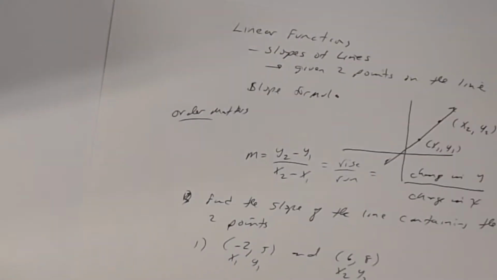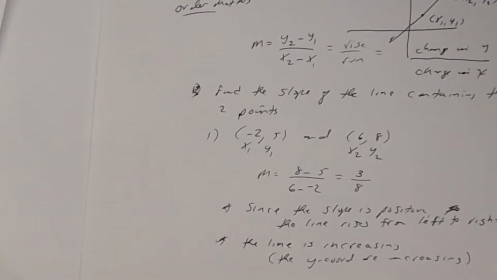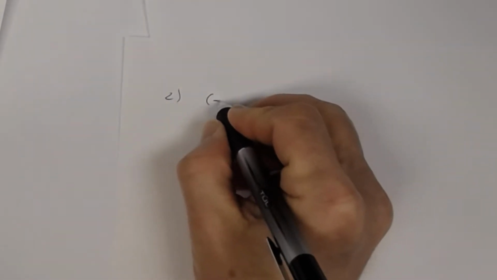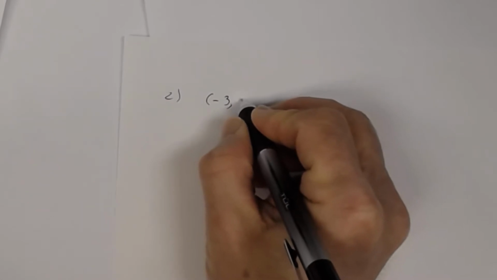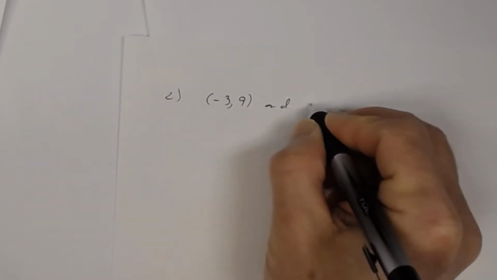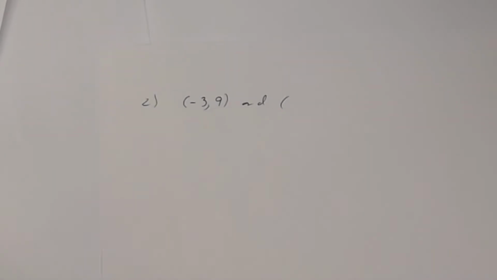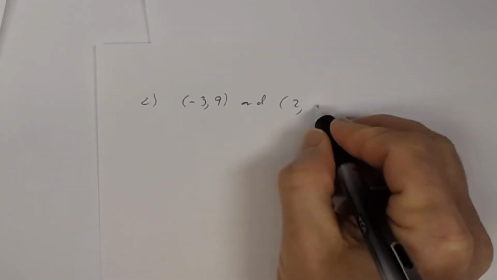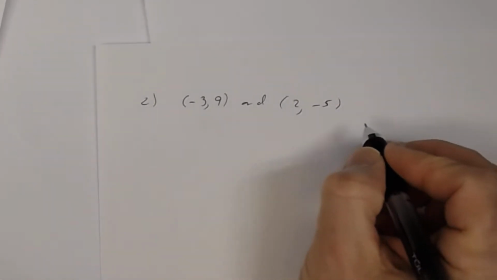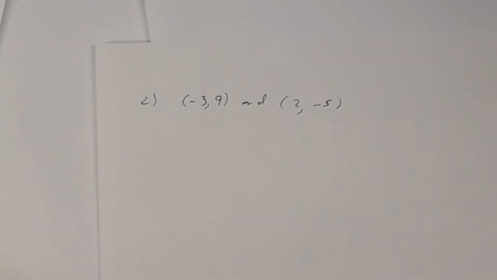Okay, let's look at another problem. So this is number 1. Let's look at number 2. In number 2, let's suppose we had this for number 2. All right, let's say we had this. So let's say we had -3, 9, and let's say we had 2, -5. All right, so -3, 9, and 2, -5.